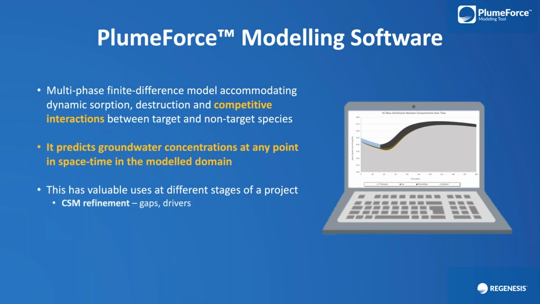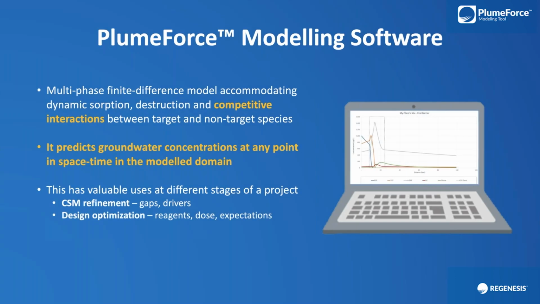It can be used in the early stages for conceptual site model refinement. It can help expose gaps or find out what the drivers are to what we might be seeing in a given plume or a given system. How significant is matrix diffusion, degradation, whatever else it may be. We can use it for design optimization. That's one of its main uses, to identify which reagents are best for a given setting, what type of dose do we need, and what might we expect from a given application scenario.